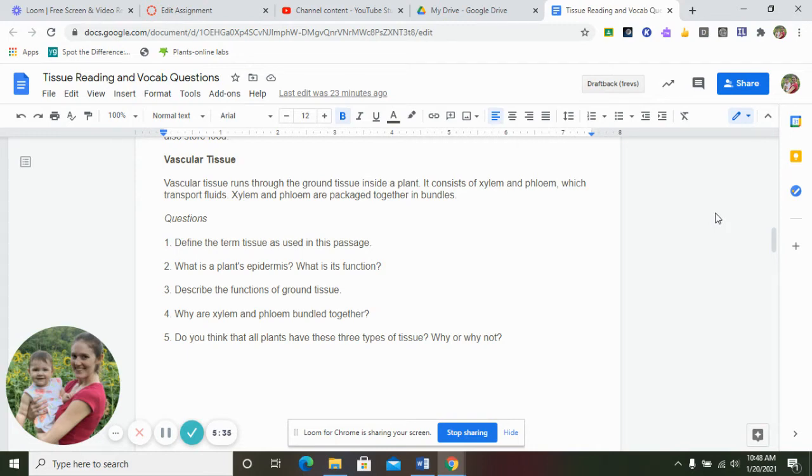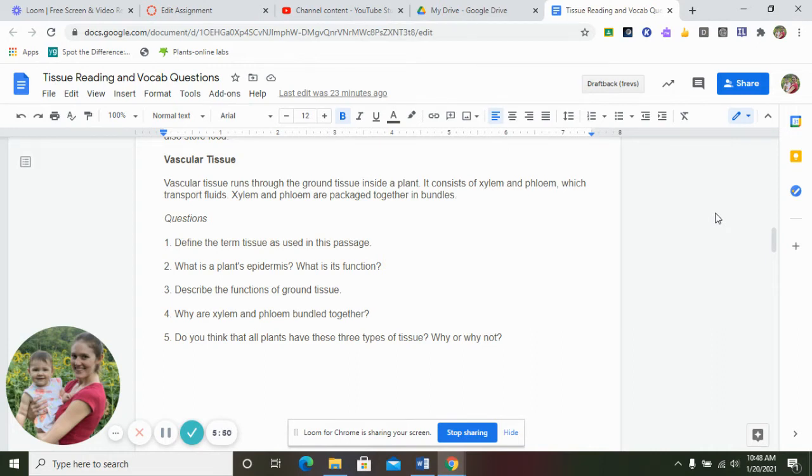Number 3, describe the functions of ground tissue. It has metabolic functions, so it's mainly for support. It also does food and water storage. Number 4 was an interesting one. It said, why are xylem and phloem bundled together?